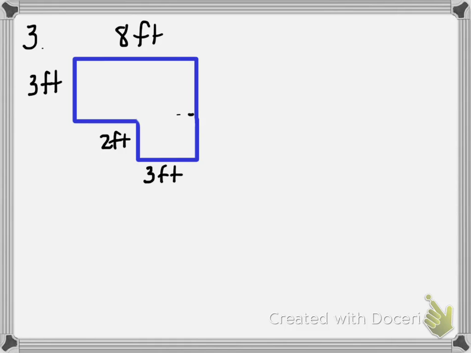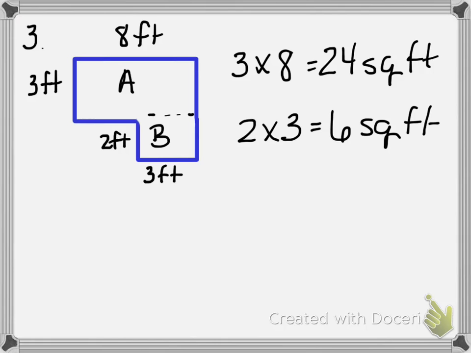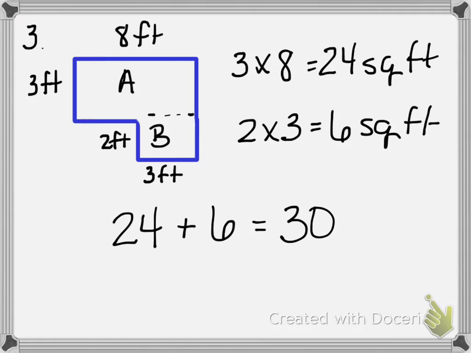Did you split the shape into 2 rectangles? Finding the area of the first rectangle would be 3 times 8 to equal 24 square feet. Rectangle B would be 2 times 3 to equal 6 square feet. And then add the 2 rectangles together to get your total area. 24 square feet plus 6 square feet equals a total of 30 square feet. Awesome job!